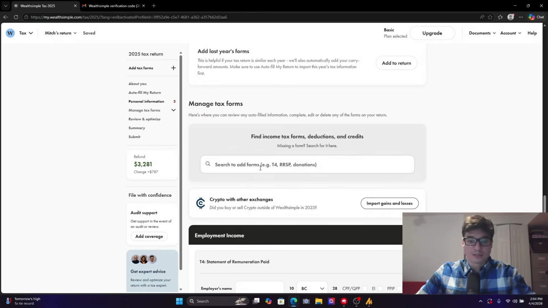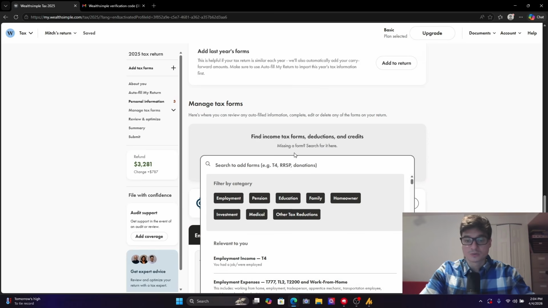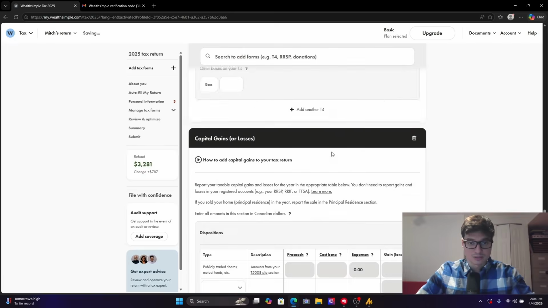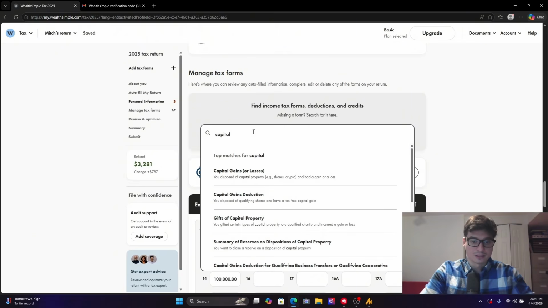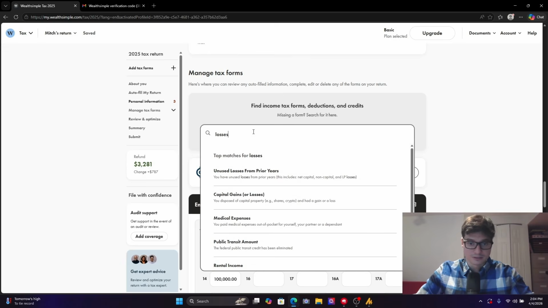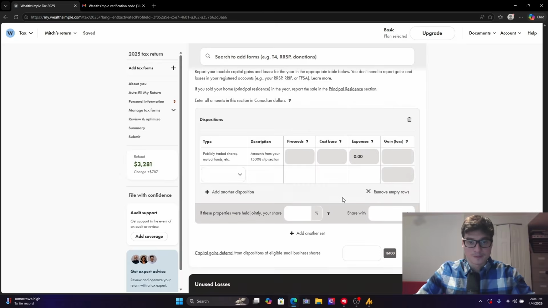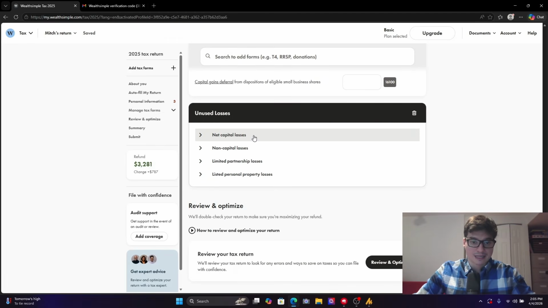So when you go down here and you find the deduction form, you're going to need to look at two things, okay? You're just going to write capital gains or losses here, and you're going to write losses here, and you're going to have this unused loss page, all right? Very important to note here, this net capital loss, that is your capital loss, okay? That is what you apply to your capital gains.